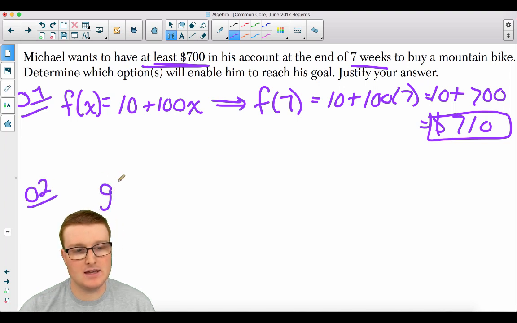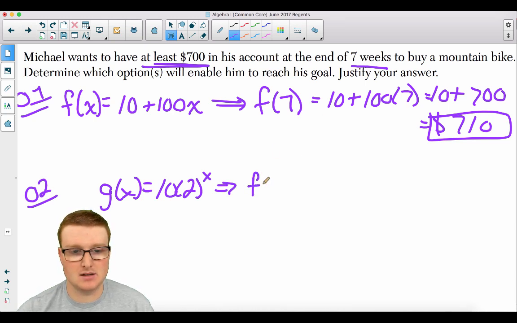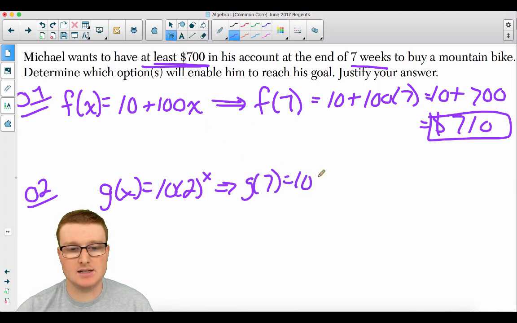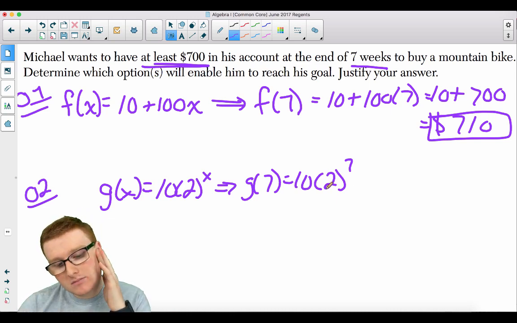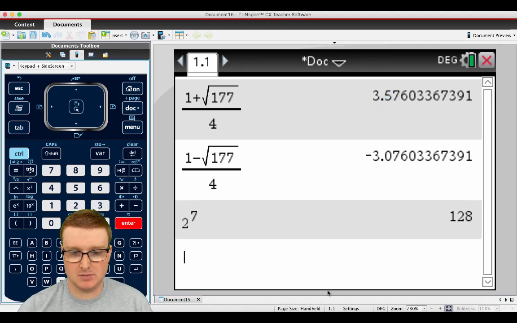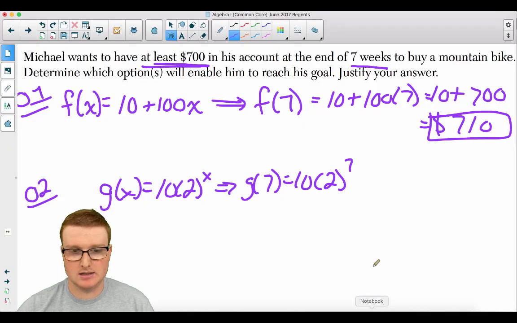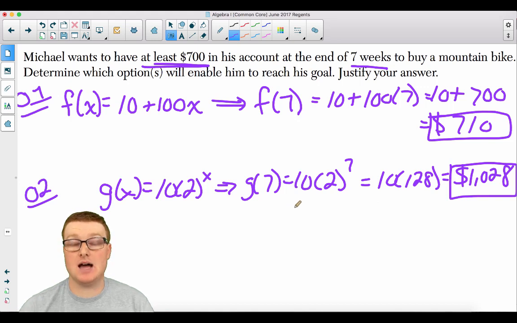Option 2 is, again, g of x equals 10 times 2 raised to the x. Let's go ahead and plug in the number 7. So we get g of 7 is equal to 10 times 2 to the 7th power. Okay? 2 to the 7th power is the number 128. So we just take 10 times 128. That will give you an amount of $1,028. So he has a lot of money if he picks option 2.